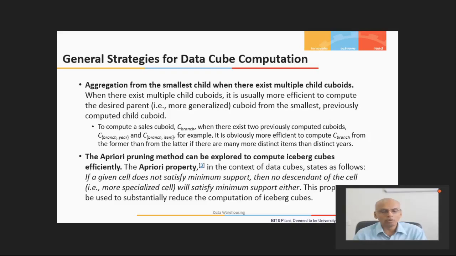So if we use all these optimization techniques, we will get a significant benefit with respect to both the cost and time for the data cube computation.